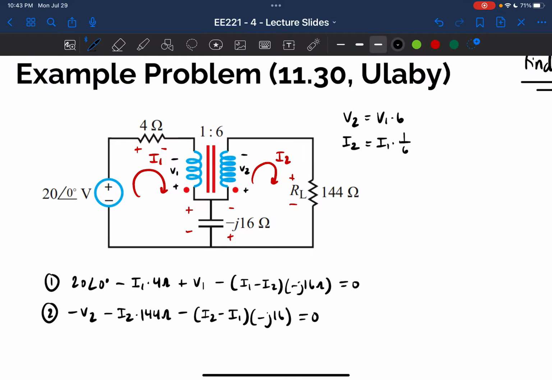All right, so I've got four equations and four unknowns. What I'm really after is I2. And so what we can do here is, since we have these two equations, we can basically represent all our V1s in terms of V2 and all our I1s in terms of I2. And then we can just solve this system of equations for V2 and I2. And once we get I2, that's all we need to determine the power through RL. Okay, so let's go ahead and do that.